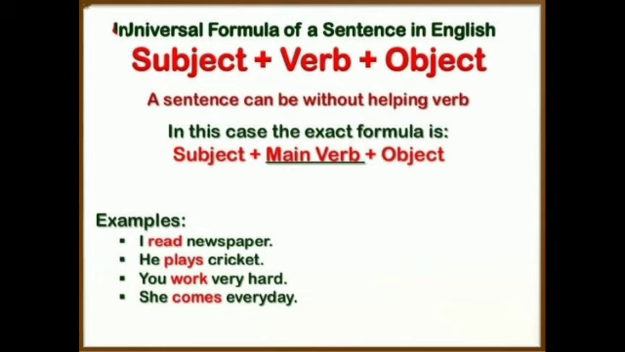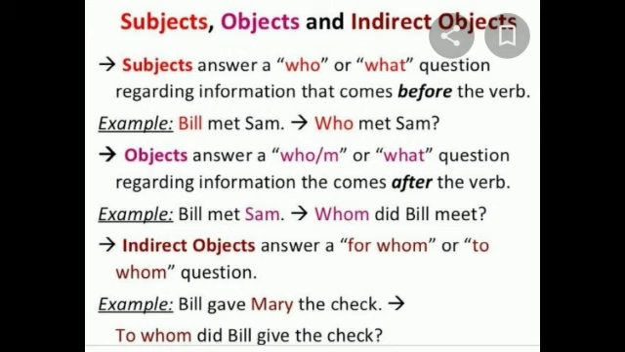A sentence is made up of three parts: subject, verb, and object. In a sentence, subject we will see first: what or whom the sentence is about. It is somebody who does the action, meaning the subject tells us the who or what question regarding information that comes before a verb. For example, Bill made Sam. So subject is Bill. So who made Sam? Bill made Sam. So here subject is Bill.